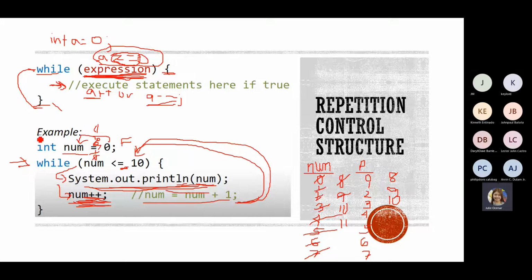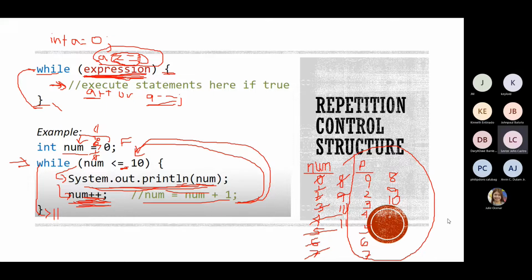Then, meaning, the while statement stops since 11 na yung value. So, ang magiging result na makikita mo, yung magiging output ng program mo is this one: 0, 1, 2, 3, 4, 5, 6, 7, 8, 9, 10. Okay? That's how while loop works. Okay, nasundan ba yon? Any question so far?